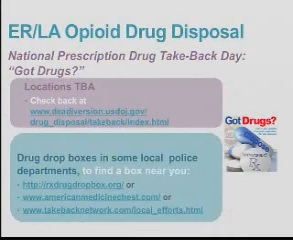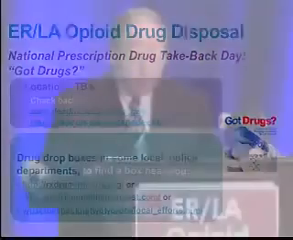There's also some places that have prescription drug drop boxes located in some local police departments that will accept controlled substances. You need to contact your city or your local government to see if they actually do that. Not all of them accept controlled substances.